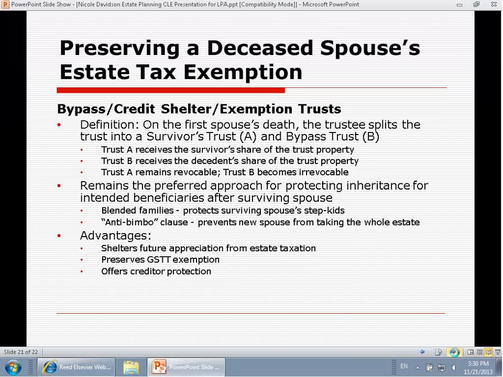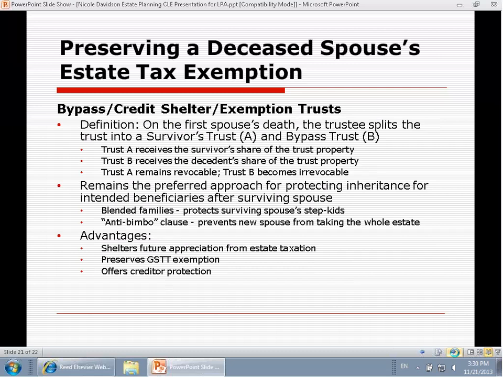And talking about the bypass trust, the credit shelter, the exemption trust, it's really beyond the scope of this presentation, unless you have a situation where you have a smaller size estate, but you have a need for control. And so let's start with the definition here.